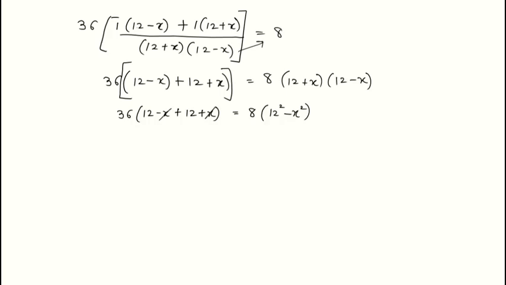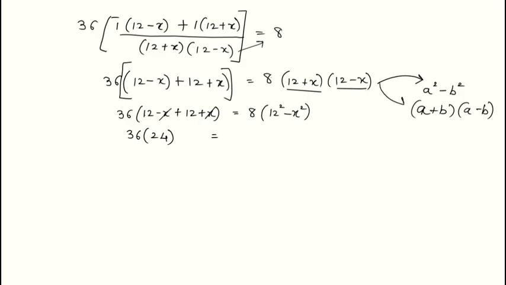Minus x plus x gets cancelled, and we have 12 plus 12 is 24. 36 into 24. And here we can compare this with the formula a square minus b square, which is nothing but a plus b into a minus b. This is what we have applied here. If we apply the formula of a square minus b square, we get it as 12 plus x and 12 minus x. So here finally we have got 8 into 12 squared minus x squared. So 36 into 24, we can also write it further.